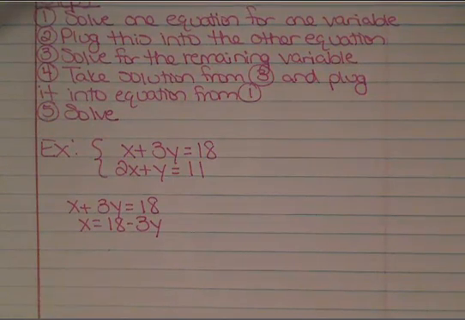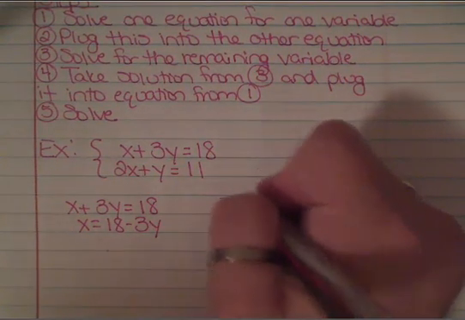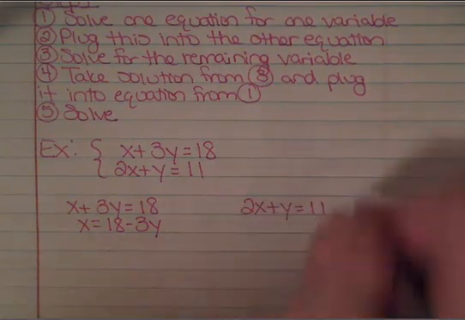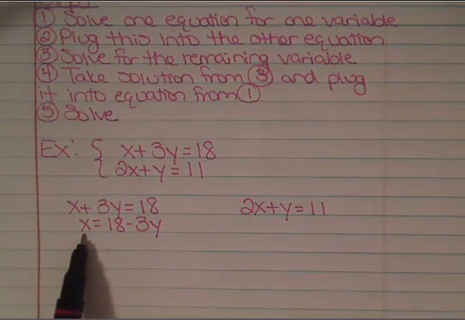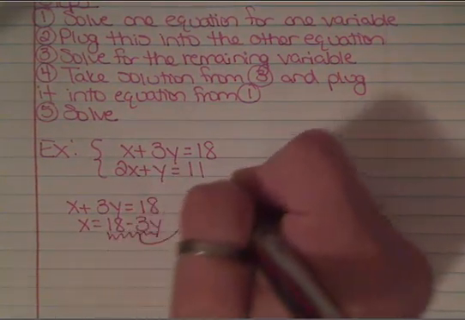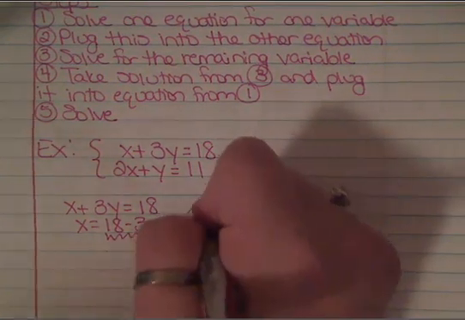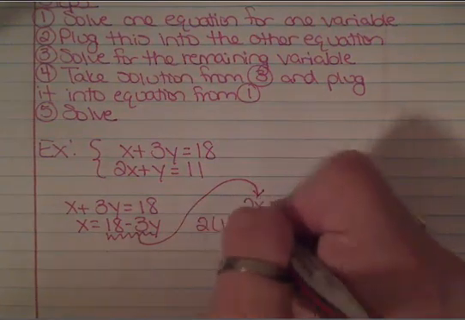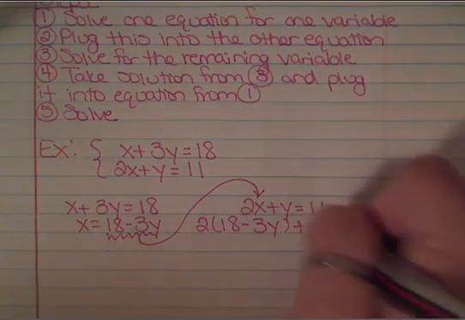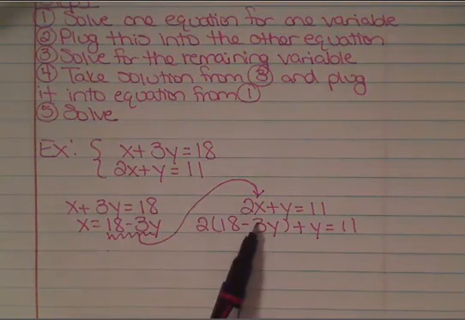Step number 2 says we then need to plug this into our other equation. So our second equation says we have 2x plus y equals 11. We just solved for x over here, so that means we need to take all of this stuff and plug it in wherever there's an x in our second equation. So that means we have 2 times 18 minus 3y plus y equals 11. That's what step number 2 means. So we're taking all of this and plugging it in over here.